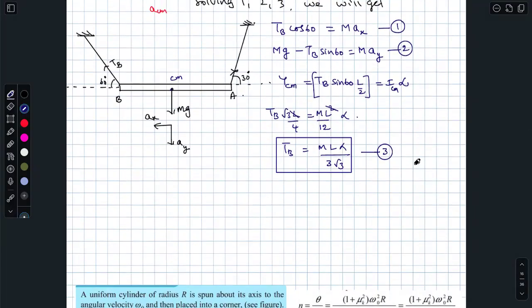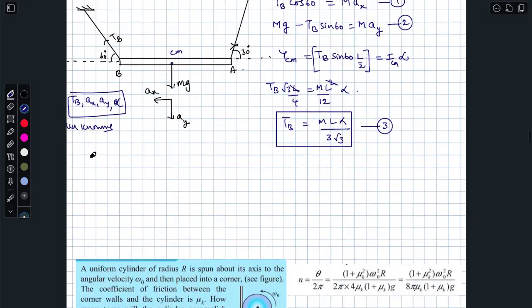Right. That's the deal. Any doubt till this point? Right. How many unknowns were there? Let me write. Tension at B, ax, ay, alpha. You have 4 unknowns. Unknowns are 4, so we require one more equation.